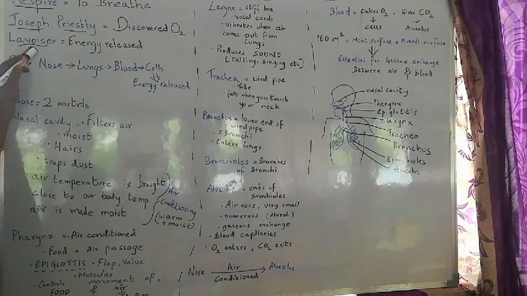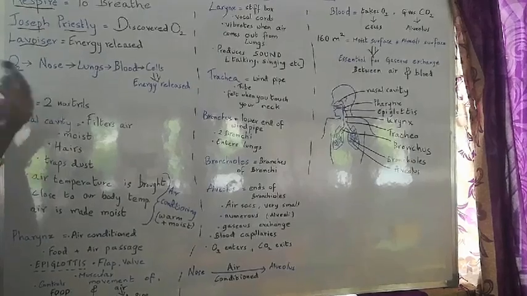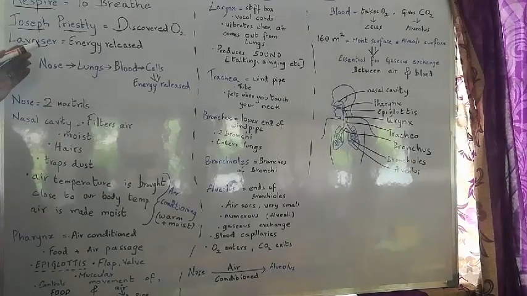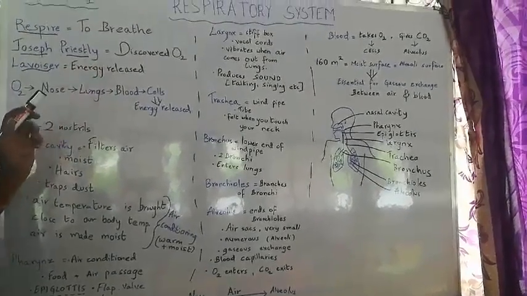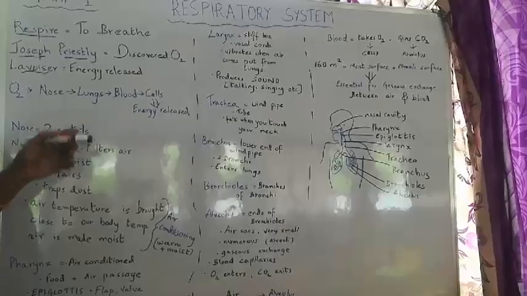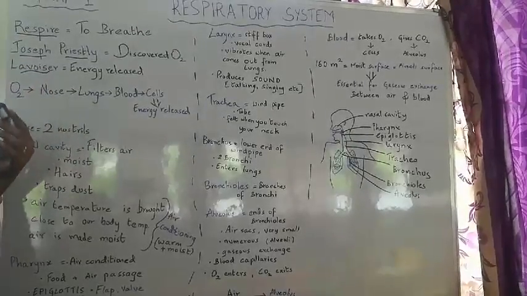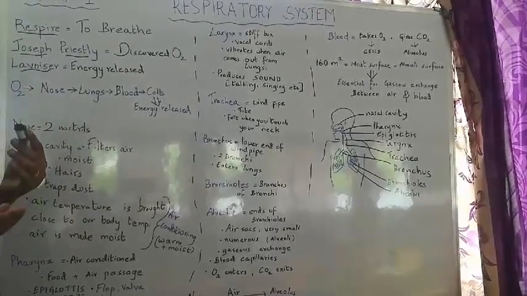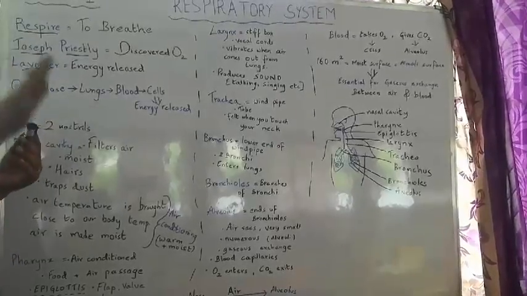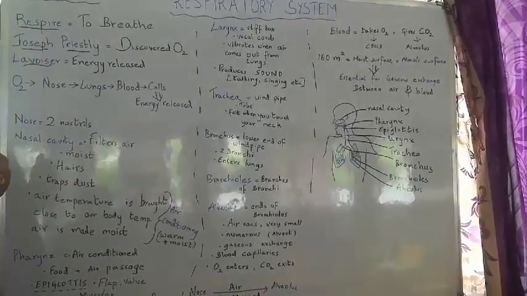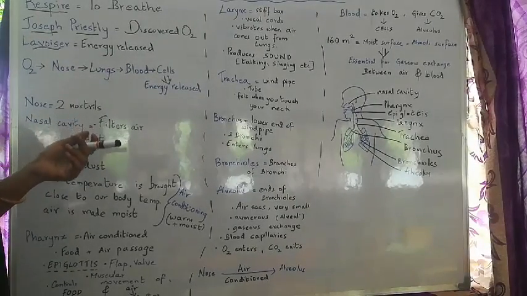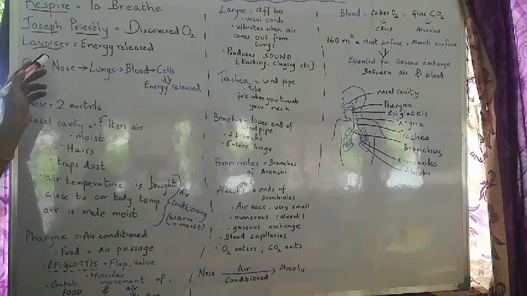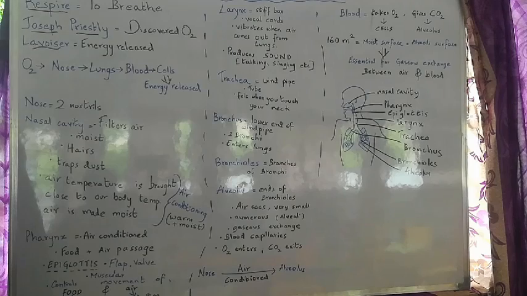Lavoisier is another scientist who did a lot of experiments and proved that energy is released from respiration, while we are taking in air and releasing waste air, that is carbon dioxide. So through this process, what is happening inside our body? A lot of energy is released and we use that energy for various activities, isn't it? Who proved that in the form of experiments? This scientist, Lavoisier. So these are the basic things.